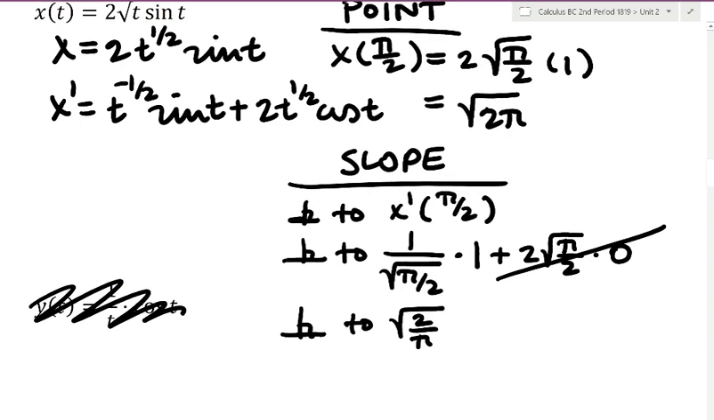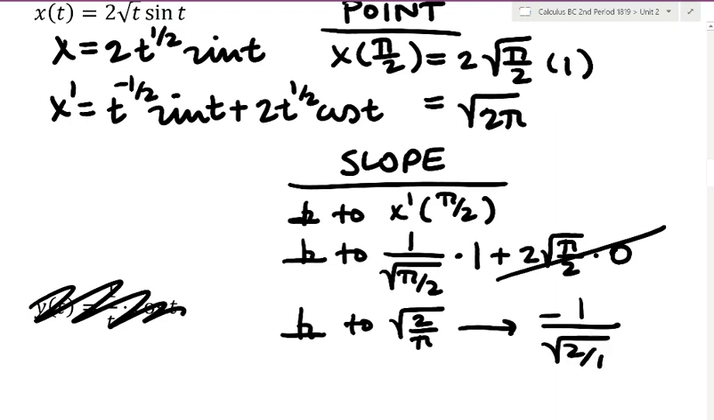Remember how we get a perpendicular slope from, basically like algebra 1 or something? We flip it and we make it negative. So that gives us negative 1 over the square root of 2 over pi. And you can leave it like that if that's how you feel. It's also going to be the negative square root of pi over 2. However you feel. Okay, but that's our slope.